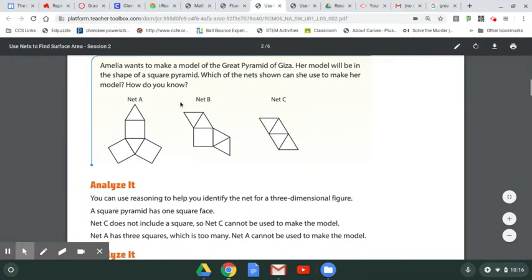It says, Amelia wants to make a model of the Great Pyramid of Giza. Oh, I was informed it is Giza. Her model will be in the shape of a square pyramid. Which of the nets shown can she use to make her model? How do you know?